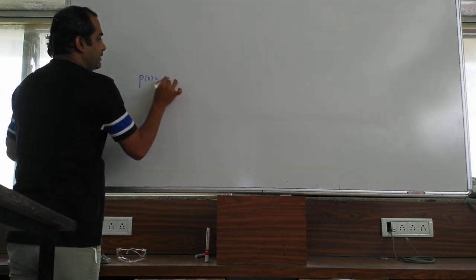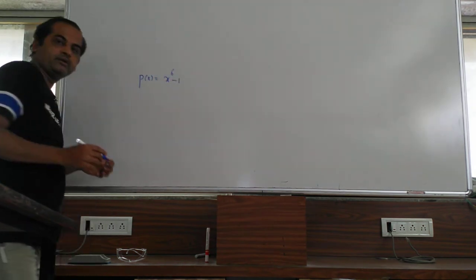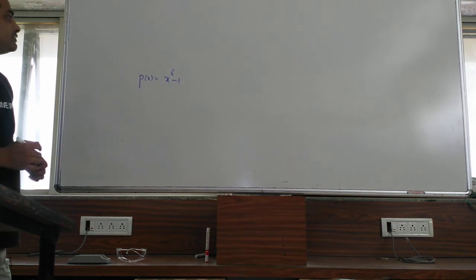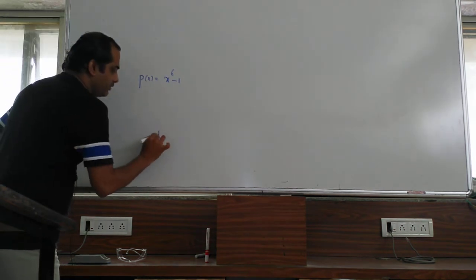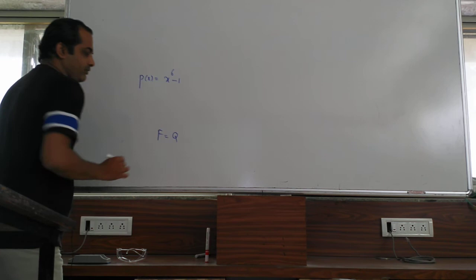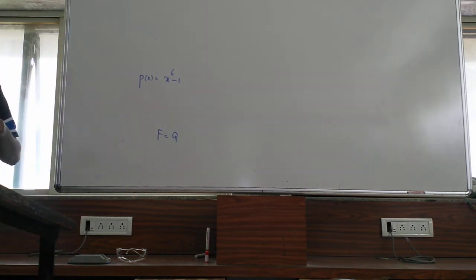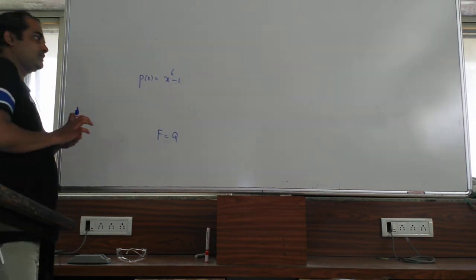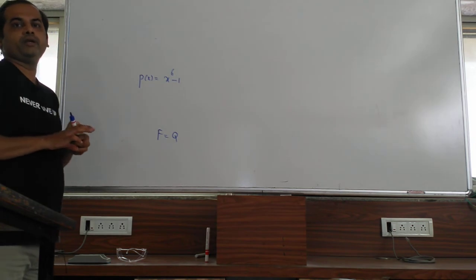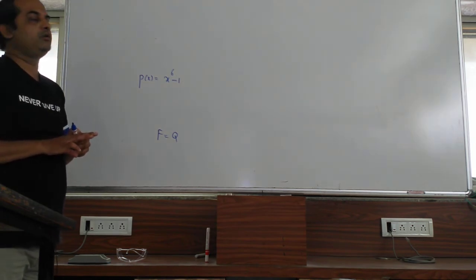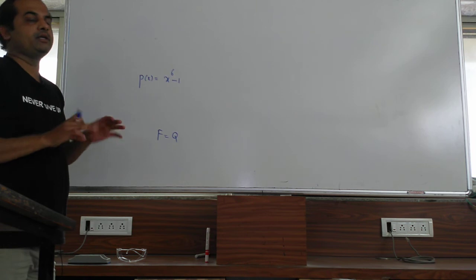You can have it the other way also, x raised to 6 minus 1. So here let's take p of x to be x raised to 6 minus 1 over the field F equal to Q. We will solve this exercise and then we'll come to that point. Find out the degree of extension E whose roots lie in that E.